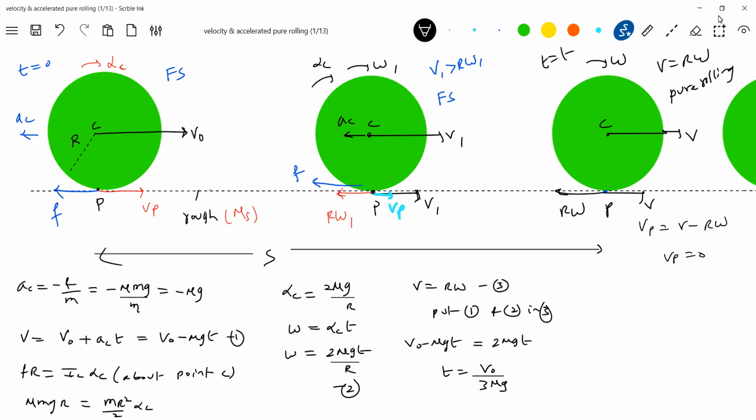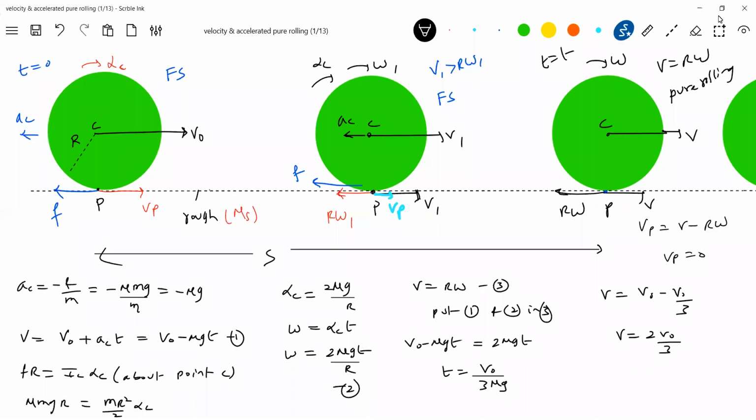We got the time taken to attain pure rolling. Please do make note here. After this much time, it attains pure rolling. Now I want omega, I want V. So directly substitute the value of t here. Mu g t, what you can write? V naught by 3. Substituting this, mu g t, so this will become how much? 2 V naught by 3. This is something very important.